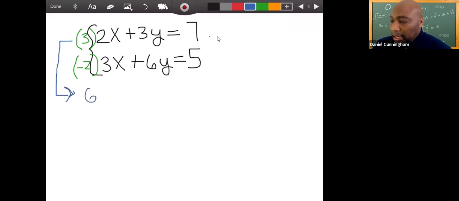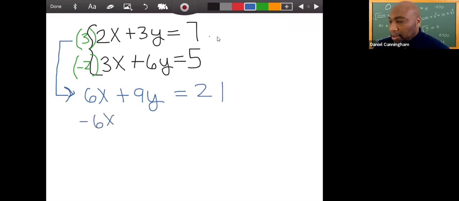We end up with 6x plus 9y. And then 3 times that is 21. This bottom one, we end up with a -6x plus, and in this case, what I'm going to do a little differently, I'm going to change this, and I'm going to show you something. This usually would be 12, but I'm going to show you something.